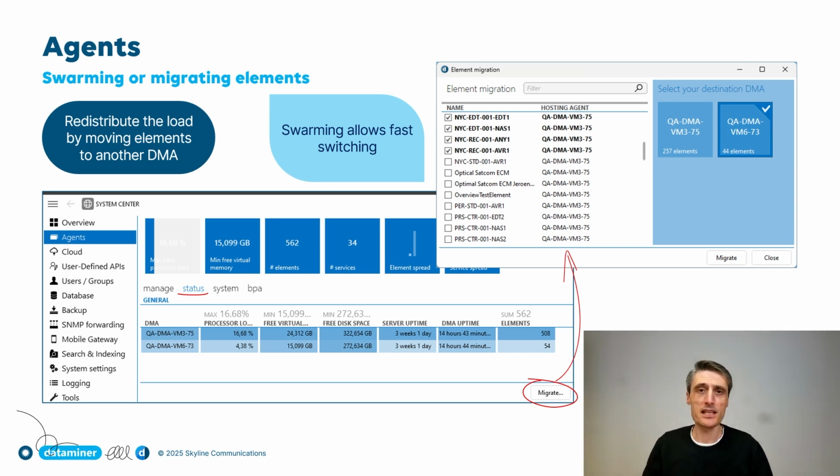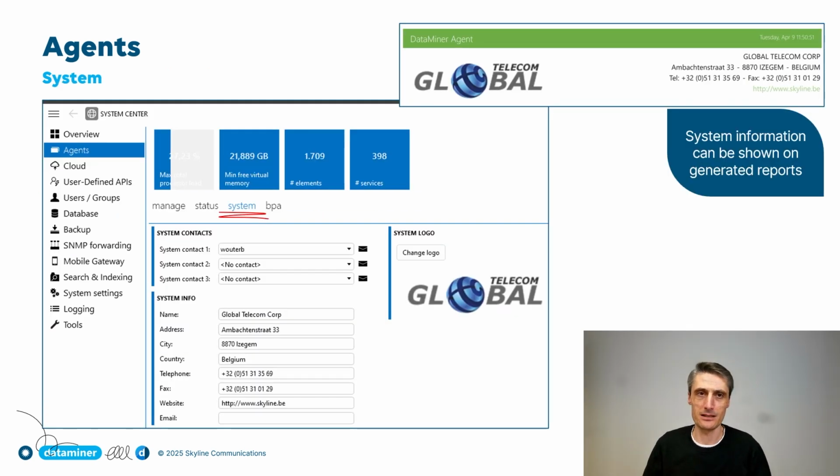Okay. That being said, that allows me to manage the load of my elements across the nodes that I have in my DataMiner system. Let's take a look at the next tab page that I have. There I have the page System. System is just some more informational data about my system, some contacts that I can define, the persons that are responsible, you could say, the admins.